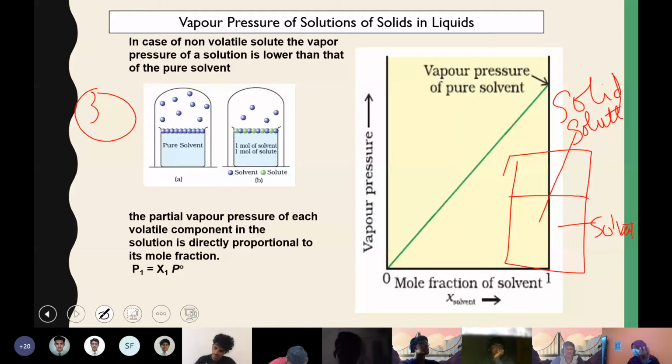Say for example, you have pure water and you're adding sodium chloride to it. Sodium chloride does not have an ability to vaporize. It's non-volatile. It will not vaporize by itself, right? So if you're adding such a solute, what will happen to the vapor pressure of water when it is a salt solution compared to when it was in the pure form?